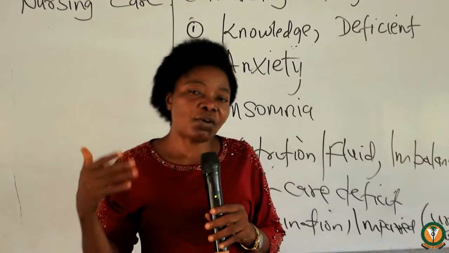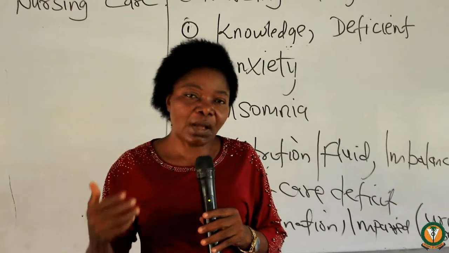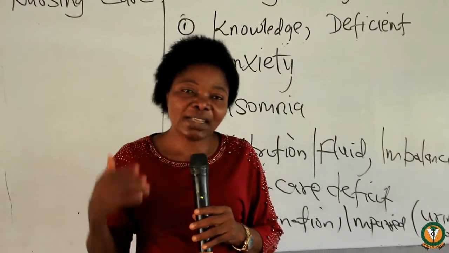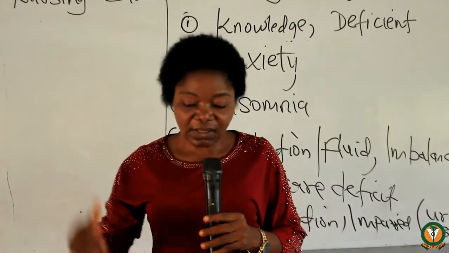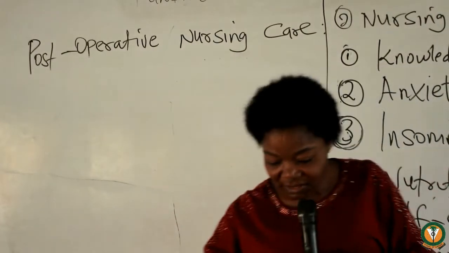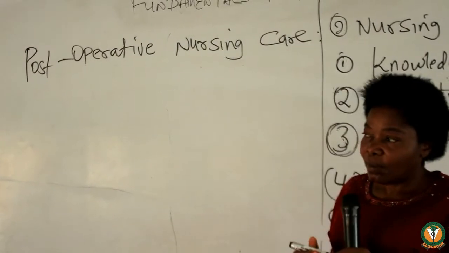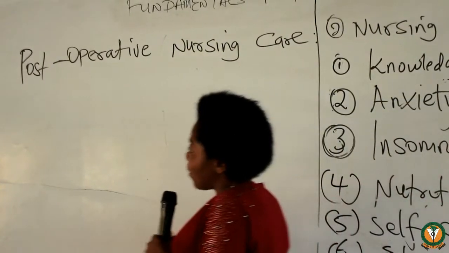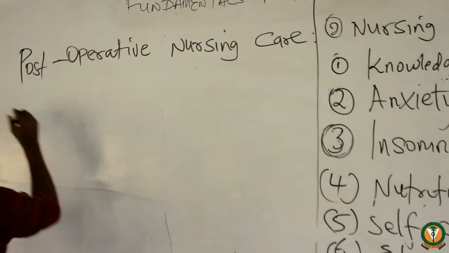Having come to the recovery room, we collected our patient to the ward. The next line of management is post-operative nursing care. Post-operative nursing care of the patient. Basically, we have number one diagnosis, tissue perfusion.